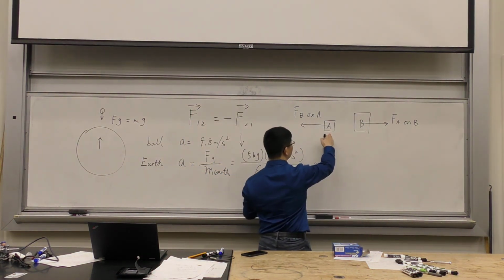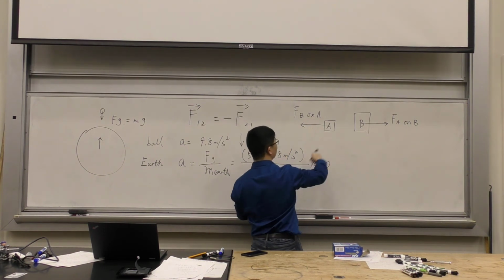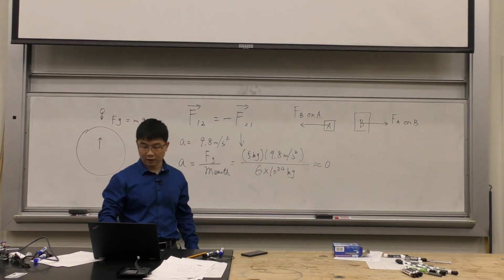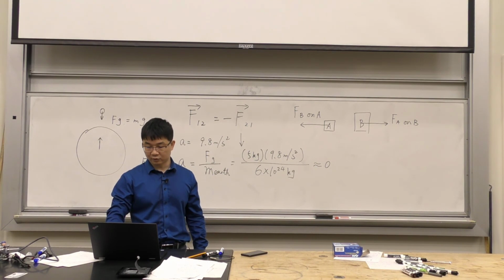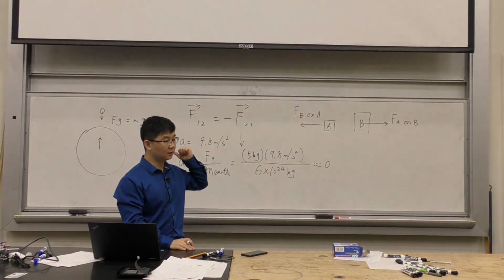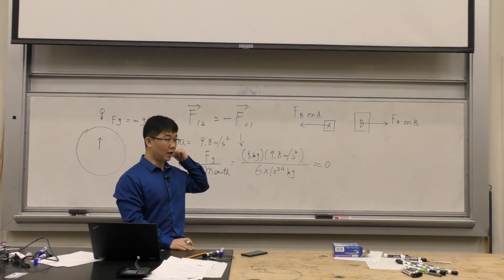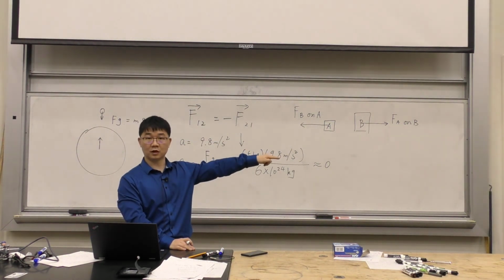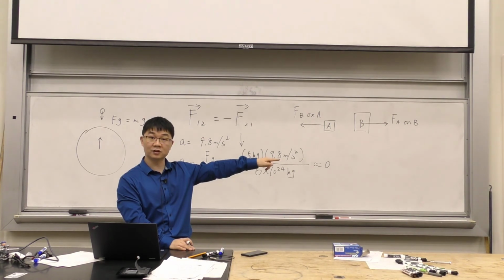How come A doesn't move under this force in the opposite direction? Okay, so how do you answer that question? If you tell me B pushes A in this direction, how come A is not moving in that direction? A still moves in that direction. Is there some sort of a contradiction here?